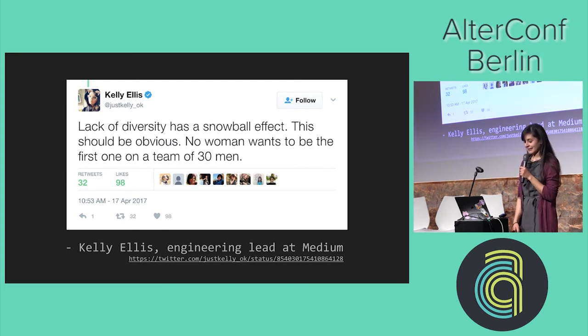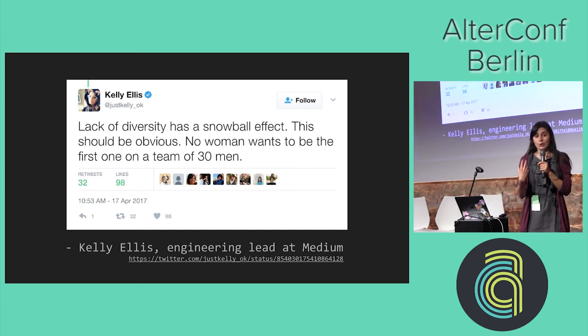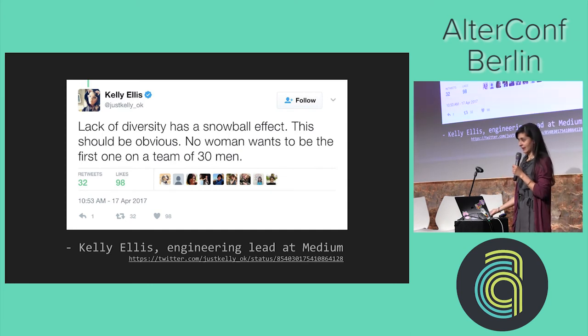As engineer Kelly Ellis pointed out, lack of diversity has a snowball effect. This should be obvious. No woman wants to be the first one on a team of 30 men. And this applies to all other groups where you don't want to be the first, the only X on a group of 30 Ys at all. This is, unfortunately, a situation that many of us in the tech world find ourselves in. I happen to be the only woman on my team, and when I was hired, I was the only woman employed by my company in an engineering role. And it's not that fun.